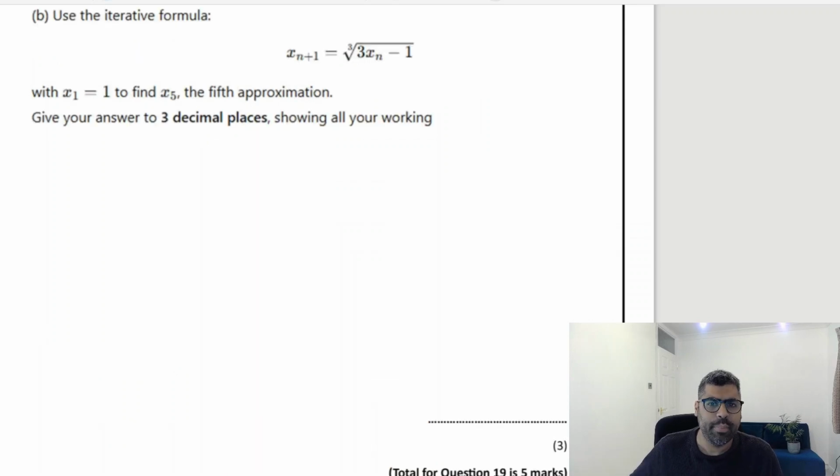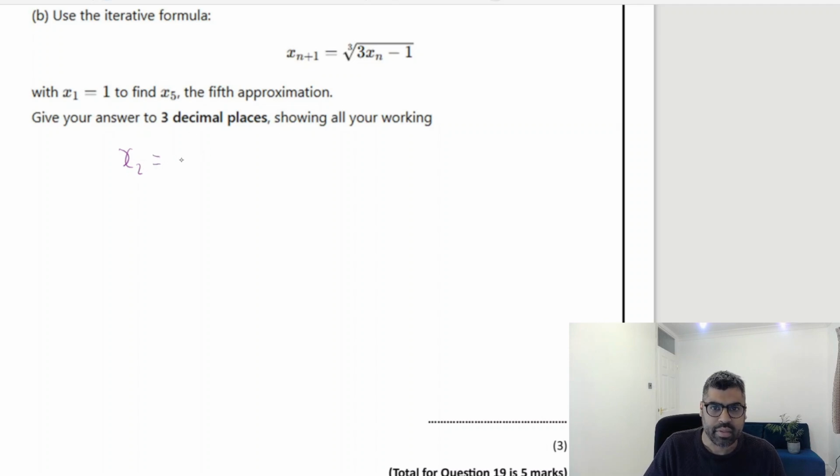Okay, so for part B, we're given the iterative formula. From part A, we're given the value of x1, which is equal to 1. We need to find the value of x5, the fifth iteration. So we need to go through our iterations and give an answer to 3 decimal places. So let's work out the second iteration. I'm going to put x small 2 here. Remember, this is n plus 1, so it's going to be one iteration higher than what we put into the equation.